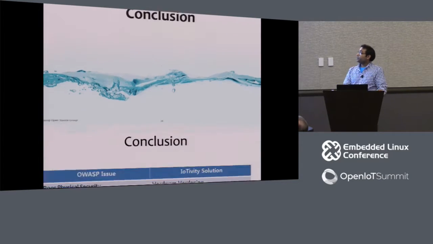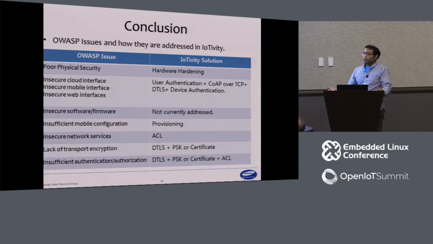So to conclude, there are the few OWASP issues which I showed in the starting. I've been going through them, and there are some solutions which IoTivity currently provides. Some are in terms of hardware hardening, which is more based on guidelines that you can make use of, and some solutions have been directly provided for the cloud interface, mobile interface, and web interface. For example, if you're trying to access the cloud interface in IoTivity, you can make use of user authentication and CoAP over TCP, which has been recently introduced.